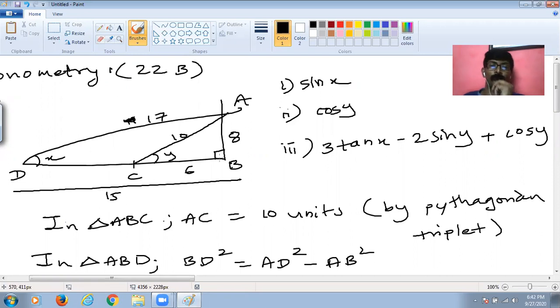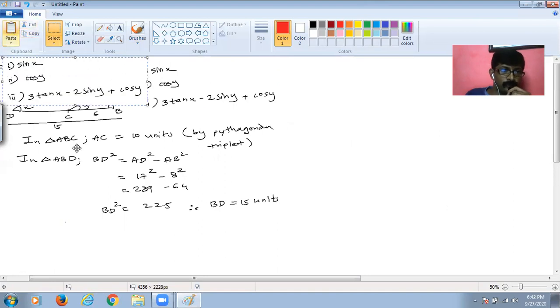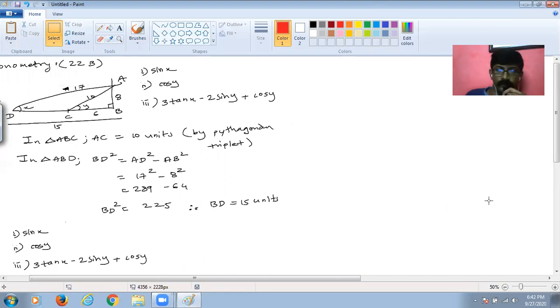Now what do we have to calculate? Sin X. What is basically sin X? One second, I'll just copy and paste it quickly on the bottom side, so that I can substitute these values. So I have to calculate these three things, isn't it? I'll explain one by one.